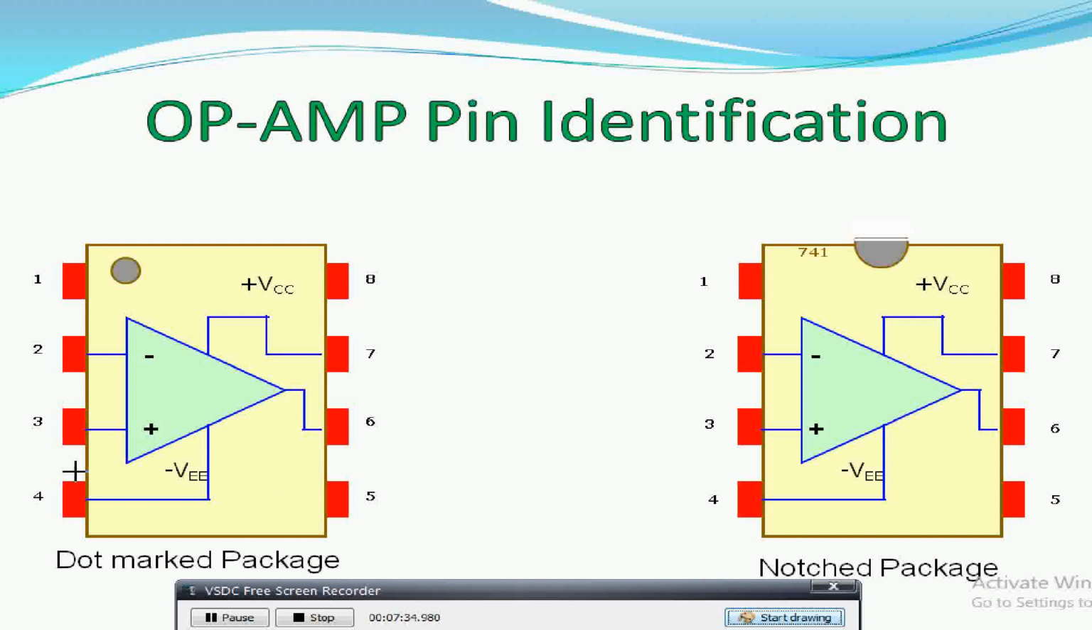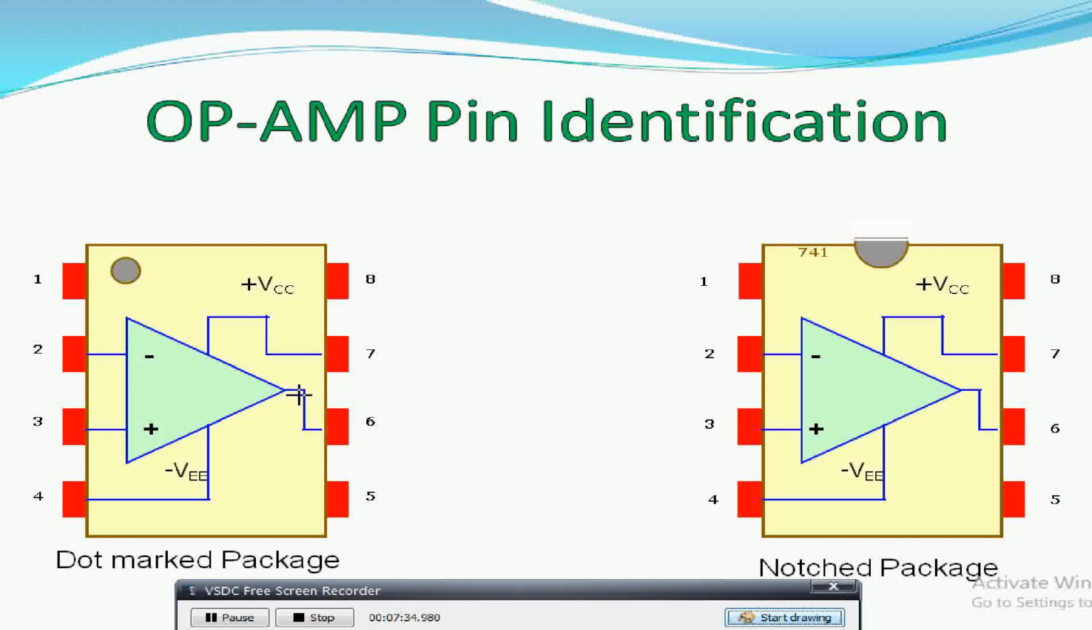First, second, third, fourth, and this is your fifth pin, sixth pin, seventh pin, and eighth pin. So the second pin is the inverting input pin. This is the non-inverting input pin. First and fifth, these two pins are used to set your offset voltage.